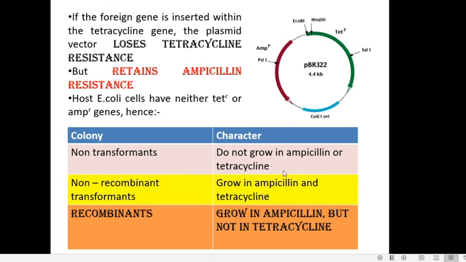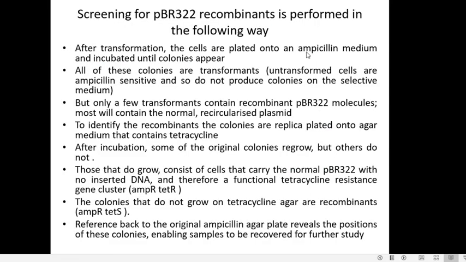So we can see three different responses of these three types of cells towards the two types of antibiotics. That is, the non-transformants do not grow in ampicillin or tetracycline. The non-recombinant transformants can grow both in ampicillin and tetracycline. Whereas the recombinants will grow in ampicillin but not in tetracycline if the foreign gene is inserted within the tetracycline resistance gene area. So how can we screen the host cells for recombinants?